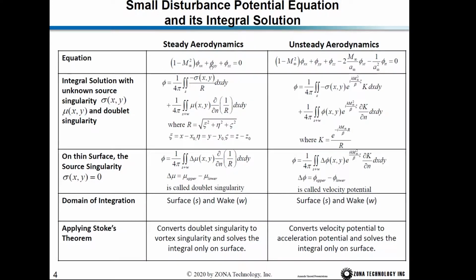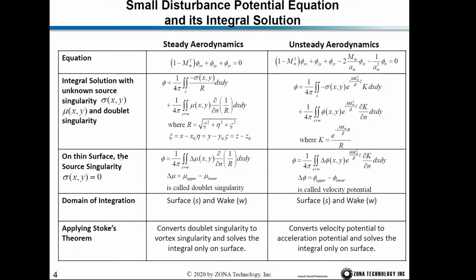This equation is the linear steady potential flow equation, and this equation is the linear unsteady potential flow equation. Both equations have an integral solution in terms of the source term and the doublet term for the steady aerodynamics. For unsteady aerodynamics, we have a source term and a velocity potential term, where r is the distance between the point x, y, z and the control point x naught, y naught, z naught. Okay.